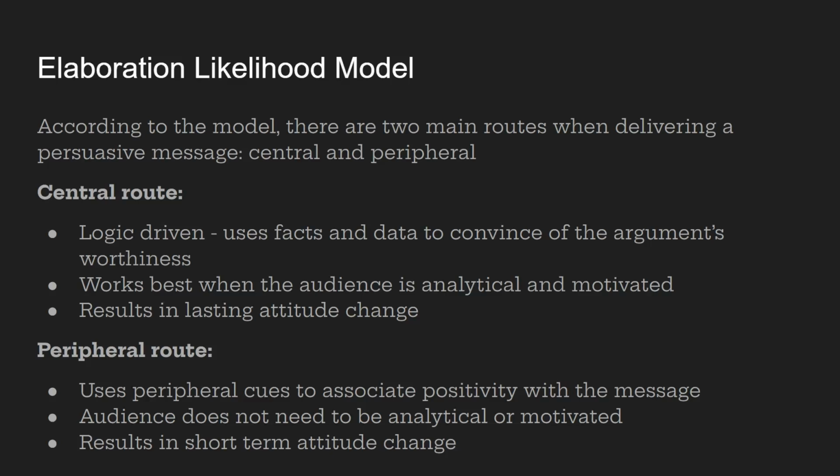On the other hand is the peripheral route, which uses peripheral cues to associate positivity with the message. And the audience does not need to be analytical or motivated. They don't have to want to learn. And this results in short-term attitude change. An example of a central route would be a TED Talk with a really experienced financial person where you learn how to manage your money. And the peripheral route would be like a Coca-Cola advertisement where they show being happy when you have a can of Coke in your hand.